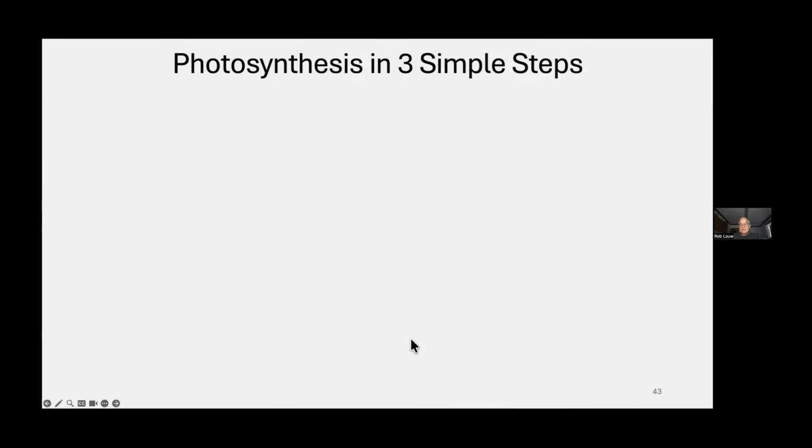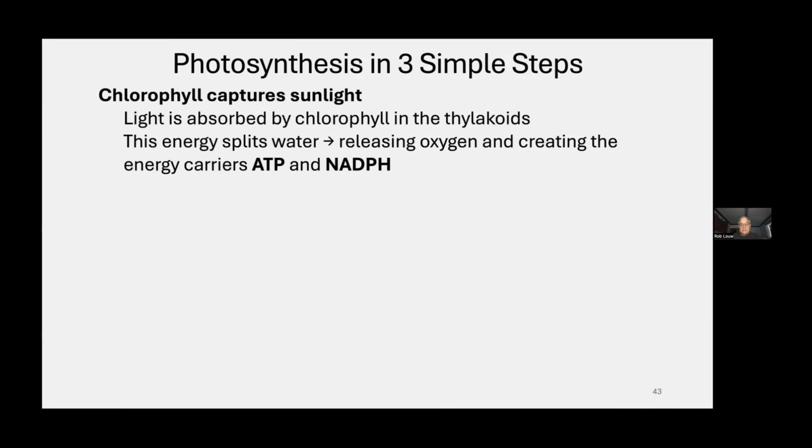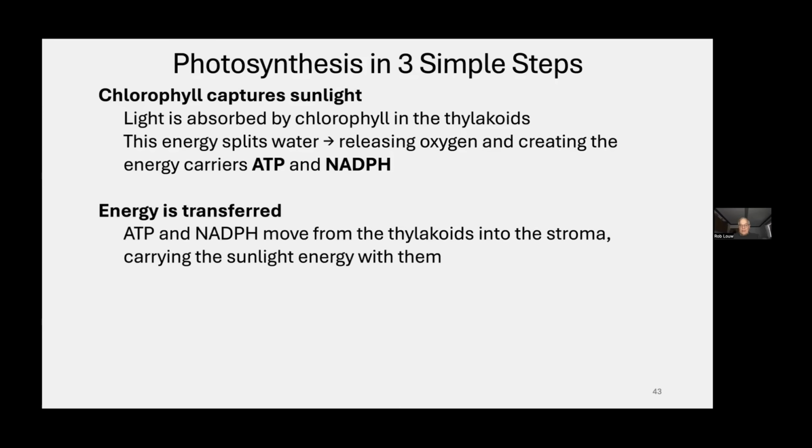I'll summarize it for you in 3 simple steps. Chlorophyll captures the sunlight, and the light is absorbed by chlorophyll in the thylakoids, and this energy splits the water, releasing oxygen and creating the energy carriers ATP and NADPH. Energy is transferred.